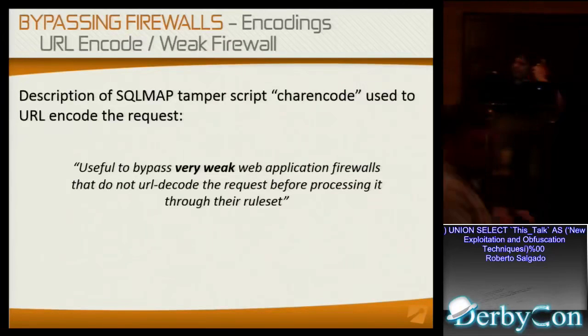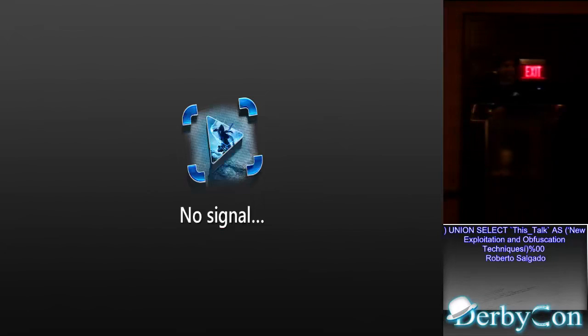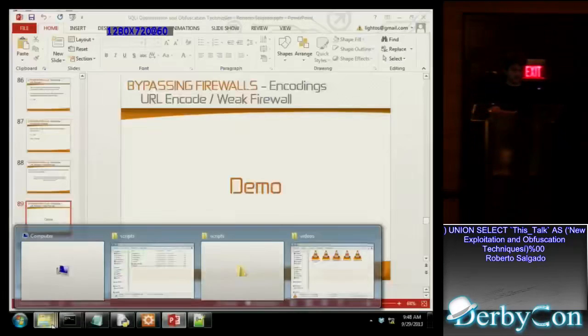I wrote some tamper scripts for sqlmap that allow you to modify the data, the queries that are being sent, to try and help you bypass firewalls. One of the scripts I wrote is just charencode, and it simply does a URL encode to the request. But what they mentioned is that it's useful for very weak web application firewalls. Well, I have a quick demo here just to show you how you can use these techniques.